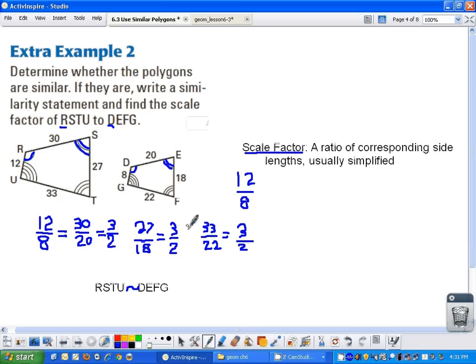It also said to find the scale factor. Well, actually, we've already done that. We did it 4 times, in fact. The scale factor is going to be this reduced ratio of corresponding side lengths. So 3/2 is our scale factor. I was going to do it over here where I have a 12/8 showing. If that's all they asked for, you simply only have to calculate it on a pair of sides that you happen to know.